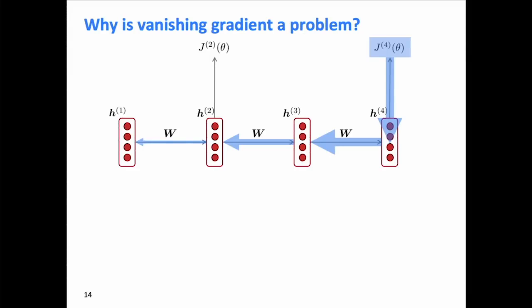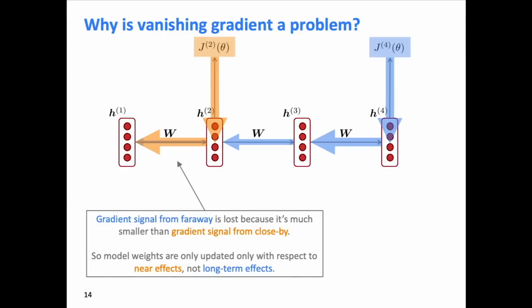But then think about the gradient of, let's say, the loss on the second step, also with respect to the first hidden state. I'm representing that with the orange arrows. My point here is that the magnitude of the gradient signal from close by is a lot bigger than the magnitude of the gradient signal from far away. This means that when you update your model weights, the signal from close by is going to be so much bigger than the signal from far away that essentially you're only going to optimize with respect to these nearby effects and not the long-term effects. So you're going to lose the long-term effects inside the nearby effects.